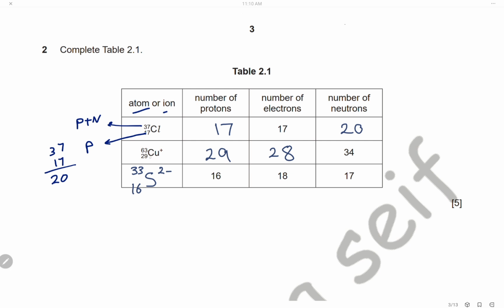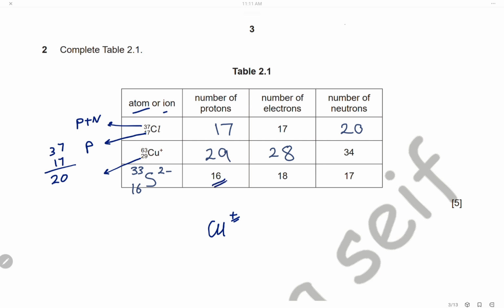For the second one, copper is an ion with a positive charge, only one positive charge. That means the number of protons is higher than electrons by 1. So 29 is the proton number. We have 29 protons, and because we have one positive charge, we have one proton more than electrons. The electrons will be 28. And again, to calculate the neutron number, we subtract 63 minus 29. It will be 34.